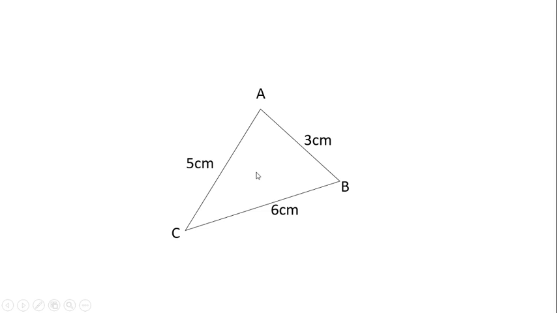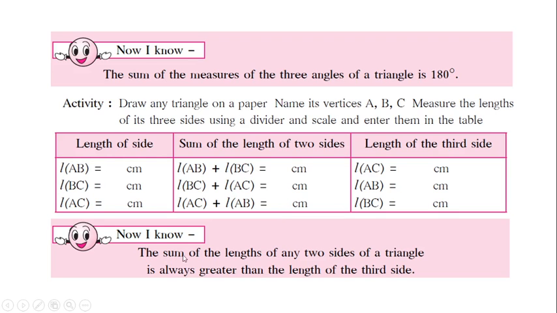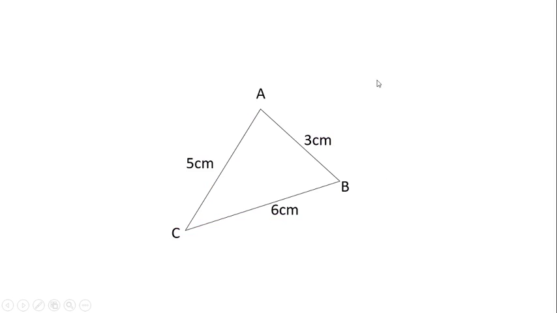Let us consider this to be any kind of triangle, triangle ABC. Let the length of AC be 5 cm, the length of AB be 3 cm and the length of BC be 6 cm. Now what we have to prove is the sum of the lengths of any two sides of a triangle is always greater than the length of the third side. Let's prove it on the screen here.